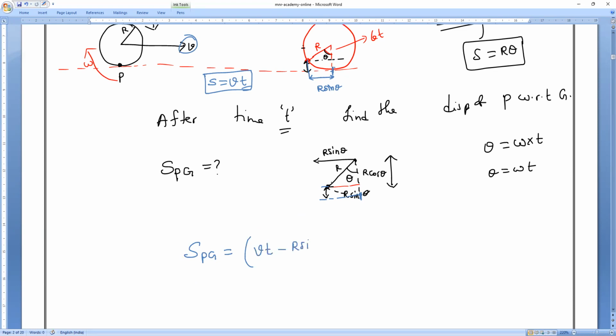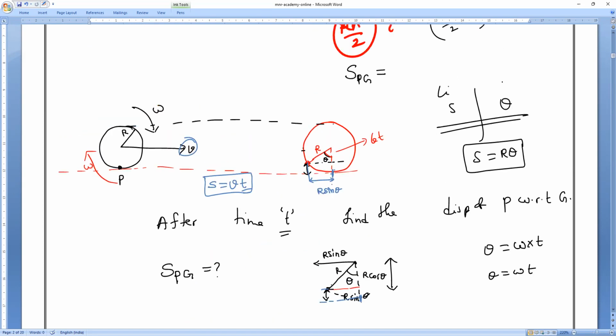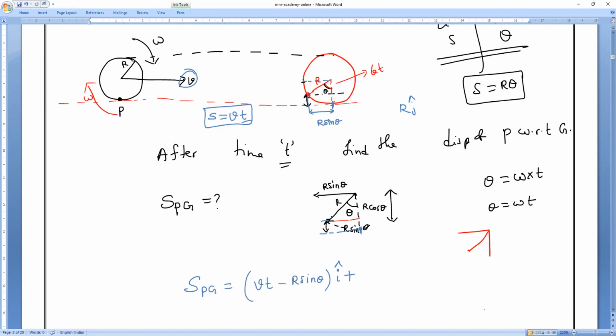So the displacement of a particle with respect to ground is the total displacement vt minus what? Fastly respond. R sin theta into i cap. Next, if the particle reaches exactly perpendicular, like the before case, we can say it is R j cap, the y distance, but it has not reached totally. See that? Actually, it is somewhere in the middle.